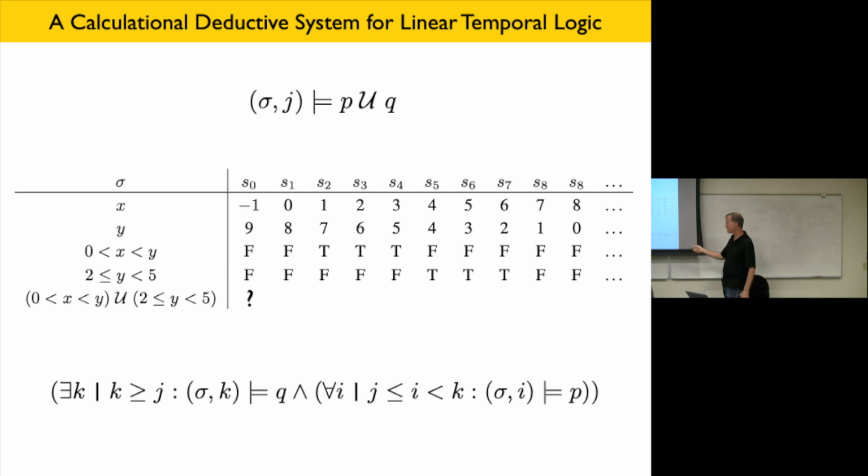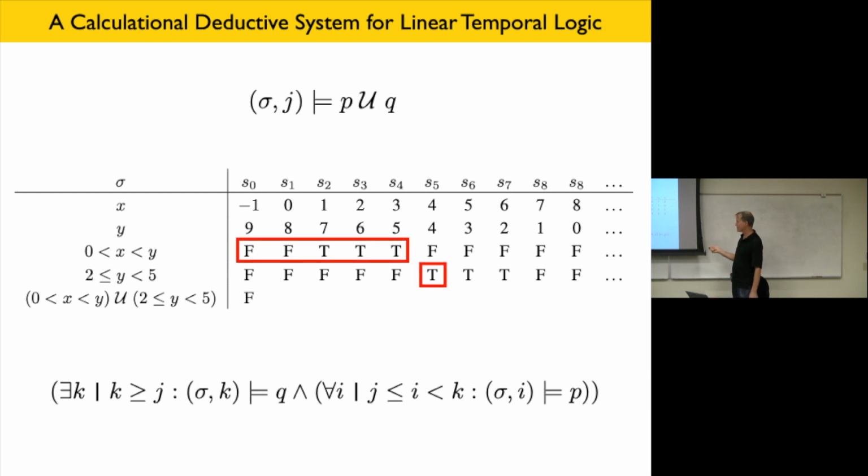This is the meaning. All right. So this is P until Q. It's this until this. Okay. So my question is, is it true or false here? Who wants to venture a guess, or not a guess, but is it true or false here at S0? You think it's false?